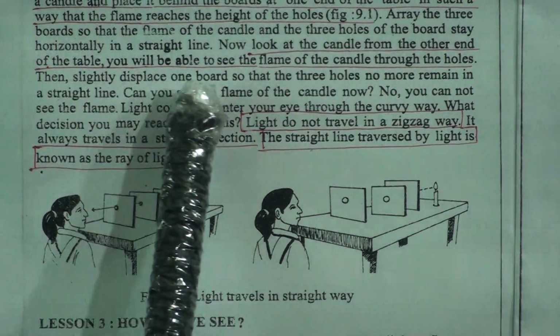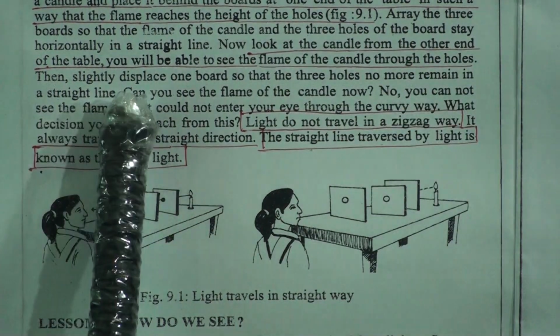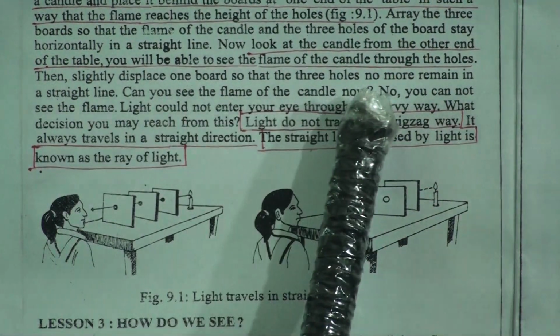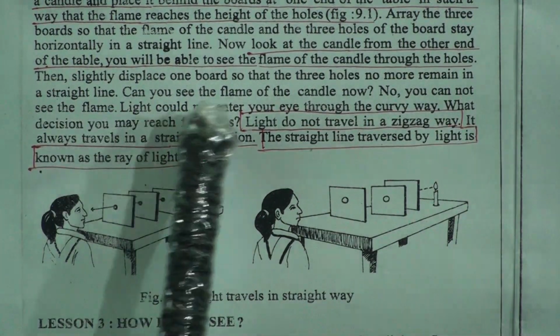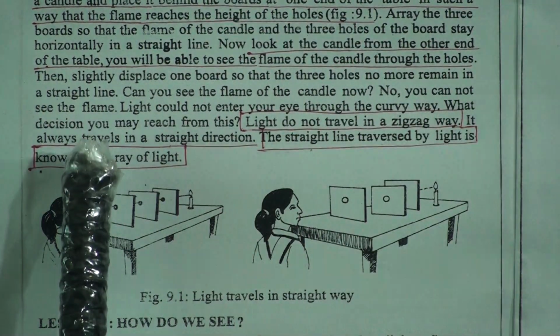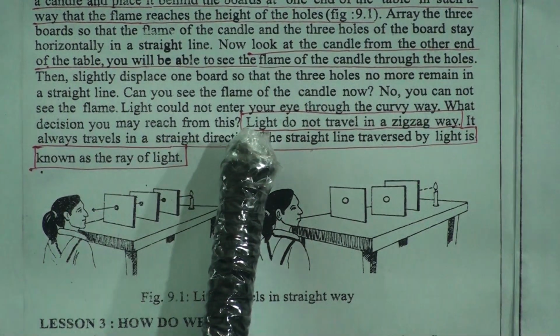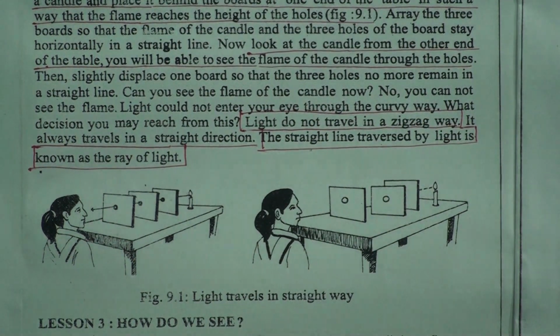Then slightly displace one board so that the 3 holes no more remain in a straight line. Can you see the flame of the candle now? No, you cannot see the flame. Light could not enter your eye through the curved way. What decision may you reach from this? Light does not travel in a zigzag way. So light always travels in a straight way.